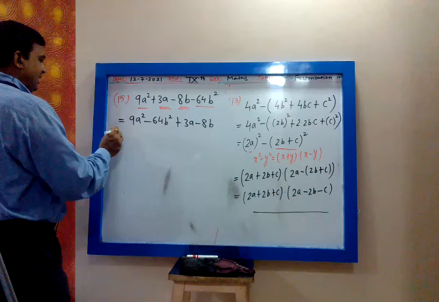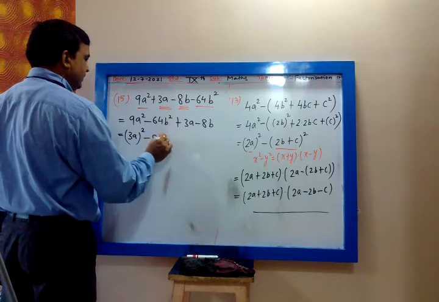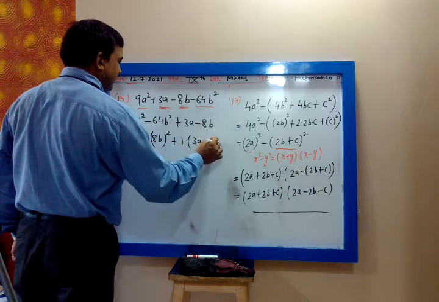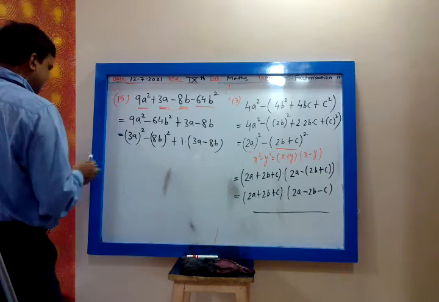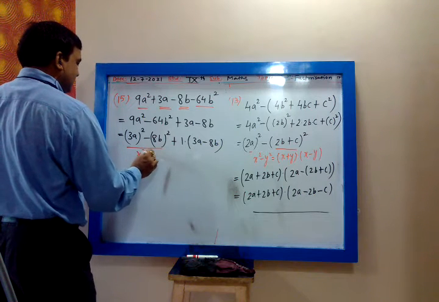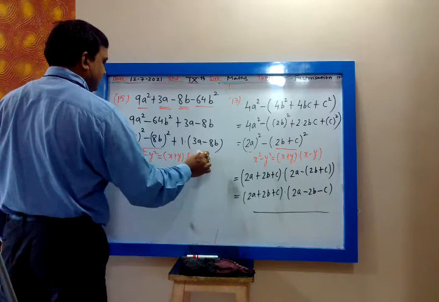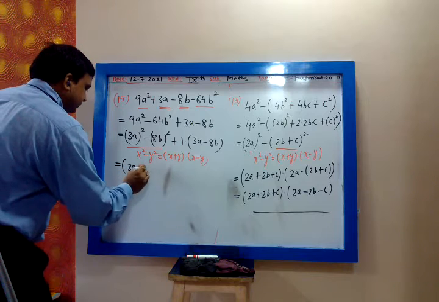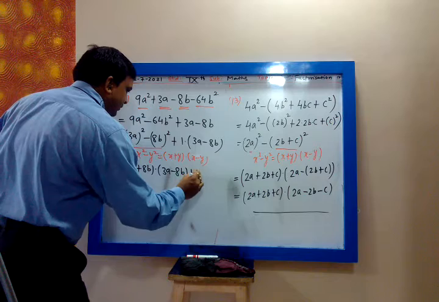Now 9a square I can write 3a whole square, 64b square I can write 8b whole square, plus 1 into 3a minus 8b, we take together. Now again this is x square minus y square, so in this we apply the x square minus y square formula. x square minus y square is x plus y into x minus y. So this will be 3a plus 8b into 3a minus 8b plus 1 into 3a minus 8b.